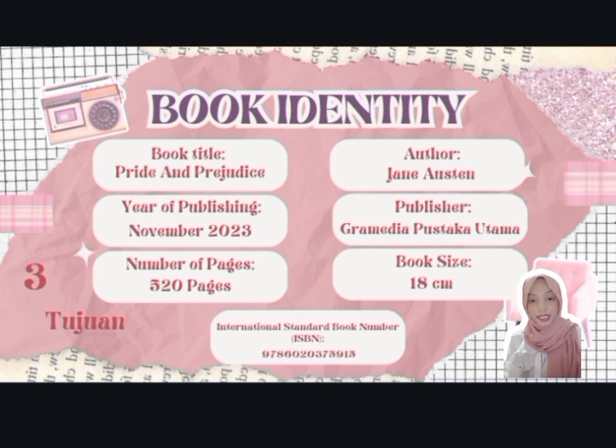So, the first is book identity. As you can see, book identity consists of several things. The first is book title. The title of the book is Pride and Prejudice, and the author is Jane Austen. The year of publishing is November 2023.